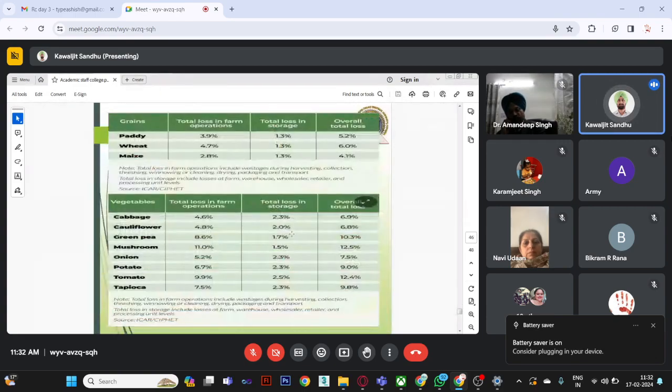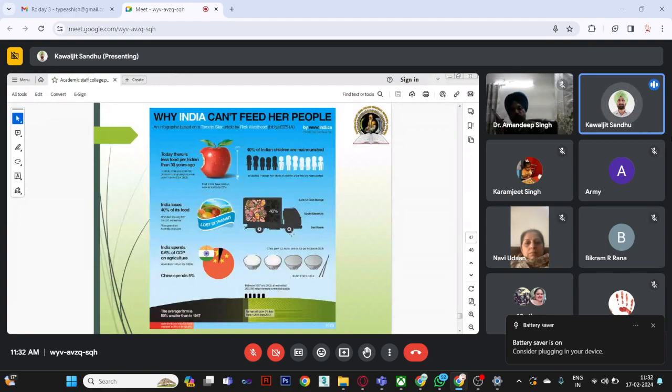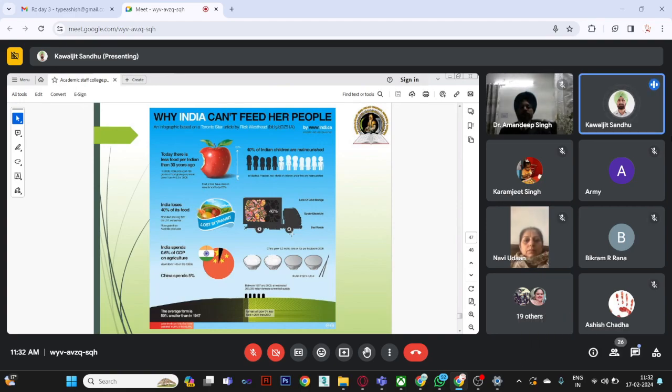We need to work on food processing, where there is a lack. We need to strengthen our cold storages. More should be spent on agriculture GDP. Right now, we are spending just about 0.6%. That is the part of the government that needs work.